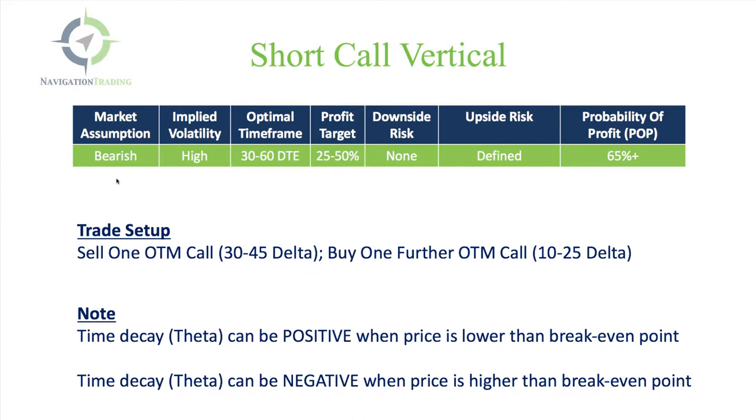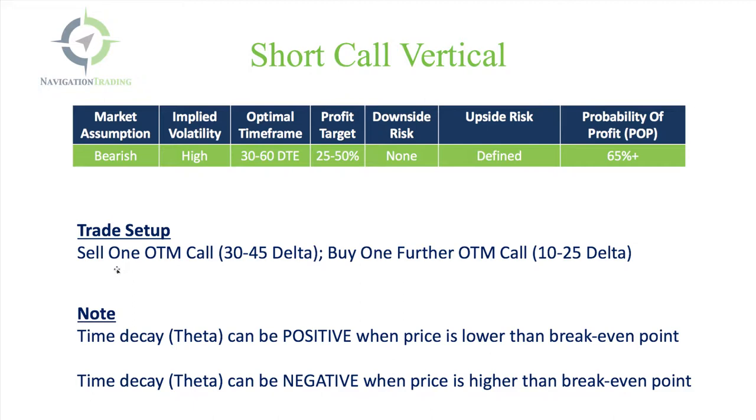But this is a bearish strategy. We want to do this when implied volatility is high. Optimal time frame, 30 to 60 days. Same profit target, kind of that 25 to 50% of max profit. No downside risk because we're making money as it goes down. And then the upside risk is defined, as I'll show you an example here in a minute. And probability of profit, kind of in that 65% plus range.